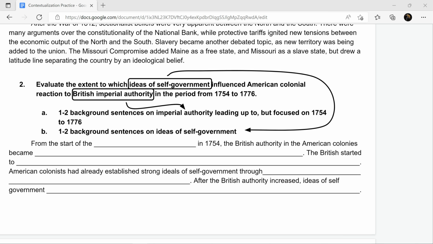In 1754, the British authority in the American colonies became what? What y'all put? There's like seven groups. What happened after that war? So it says from the start of the French Indian War in 1754, the British authority in the American colonies became what? We already did the back end of it, so you should have a fighting chance.